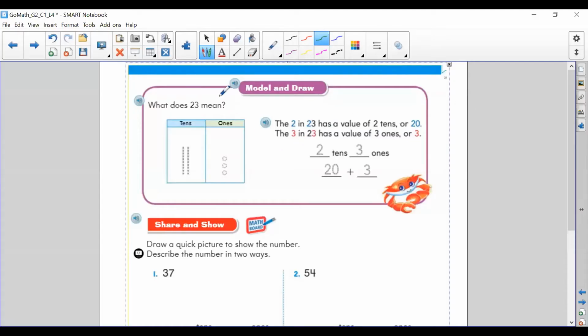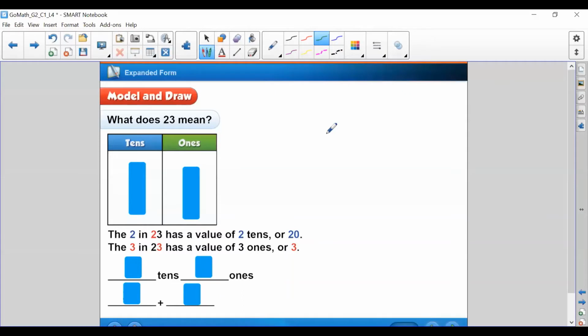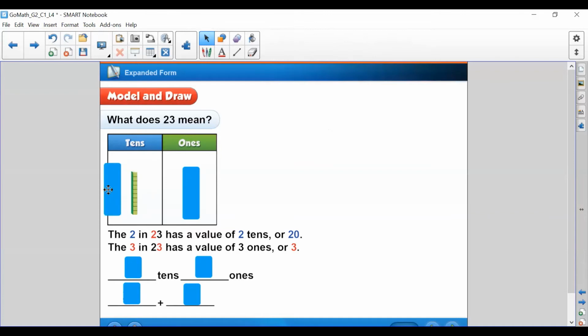On our next page, we have model and draw. What does 23 mean as far as tens and ones go? Well, let me switch over to our work page and we'll talk about this. Okay, so what does 23 mean? On this page, our answers are sort of covered up. How many tens do you think are in 23? Well, let's peek under here and see.